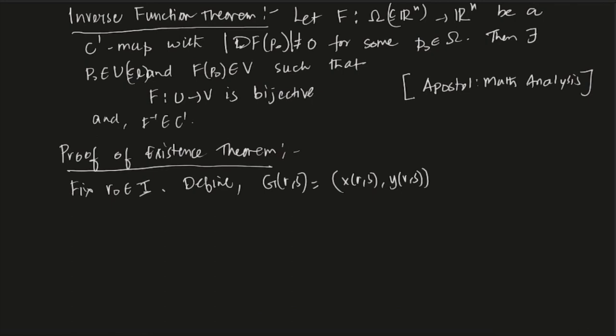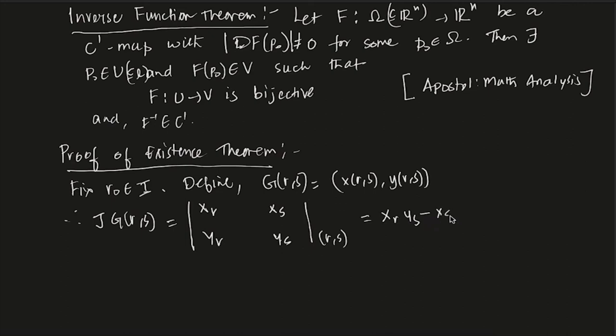Now, therefore, the Jacobian of g at the point rs is the determinant of xr of rs, xs, yr, ys. I am not writing all that. I hope you know all this; if you don't, please read about it, it is not a very difficult thing to understand. The Jacobian is given by taking the derivative of x with respect to r and the derivative of x with respect to s, at the point rs. So this is given by xr ys minus xs yr.